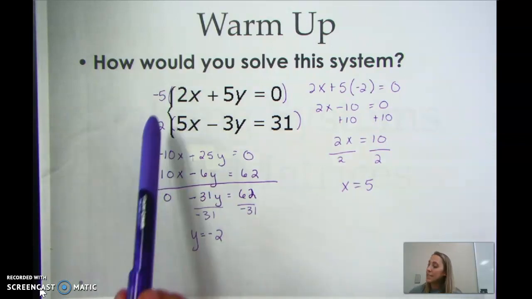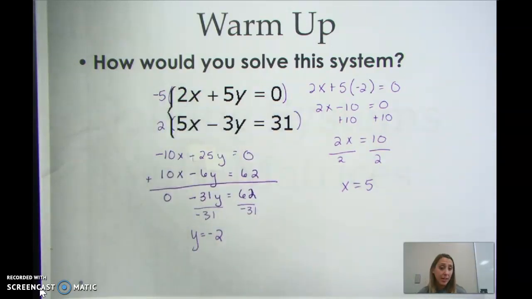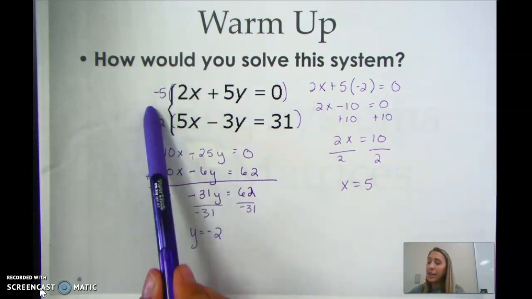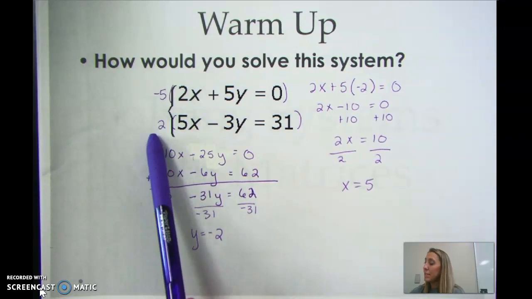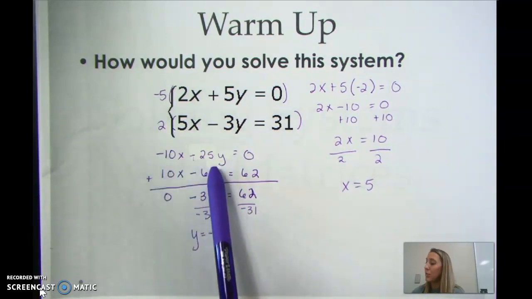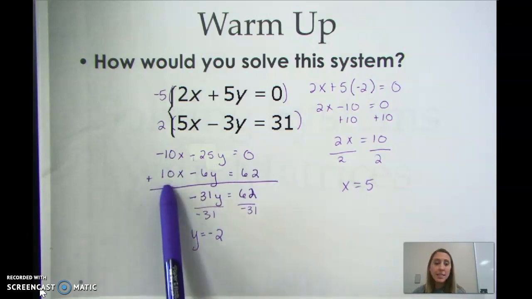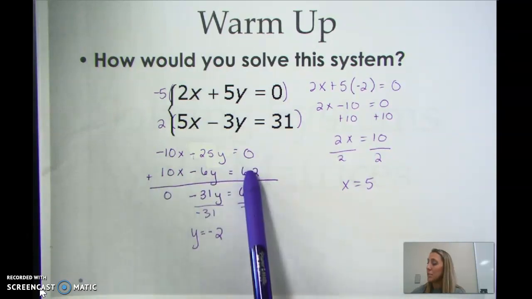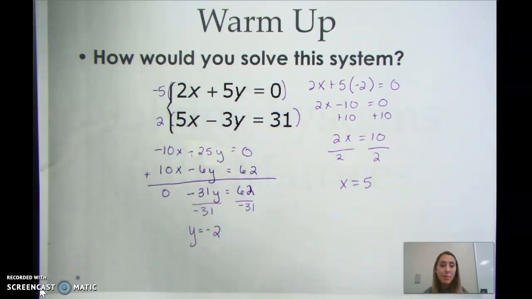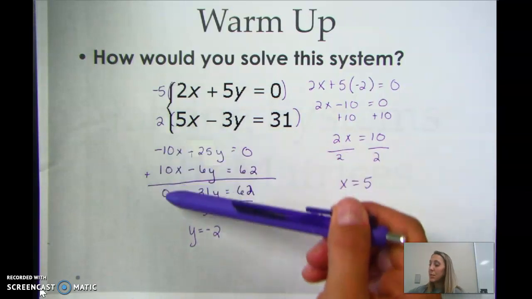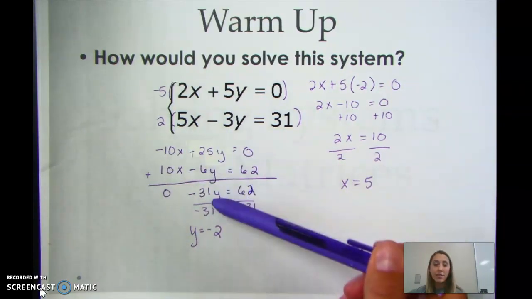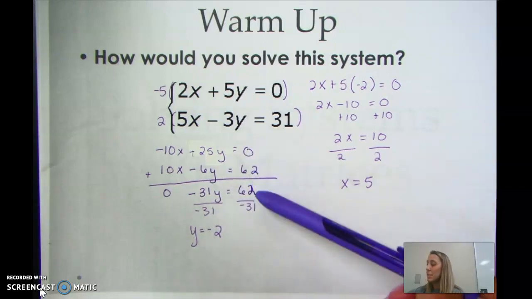The first thing I did is I decided to get rid of the x's, so I multiplied this entire equation by -5, and then I multiplied this entire one by 2. That gave me negative 10x minus 25y equals 0, and 10x minus 6y equals 62, because I had to multiply 2 to all of these. Then I added them together. Negative 10x plus 10x is 0. Negative 25y plus negative 6y is negative 31y, and 0 plus 62 is 62.